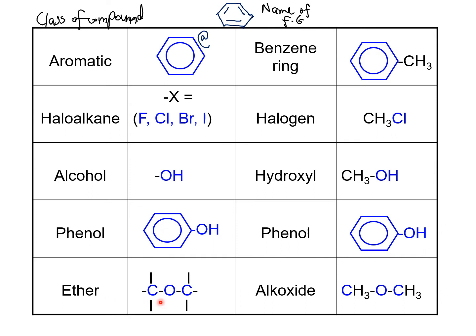Ether, kalau let's say you nampak je ada carbon, oxygen, carbon. Okay, masing-masing semua single bond. Okay, oxygen memang kena ada dua bonding pair dengan dua lone pair. So, if let's say you ada nampak organic molecule di mana ada carbon, oxygen, carbon, the class of compound adalah ether. The name of the functional group ialah alkoxide. You have to make sure semua single bond lah, COC ni.